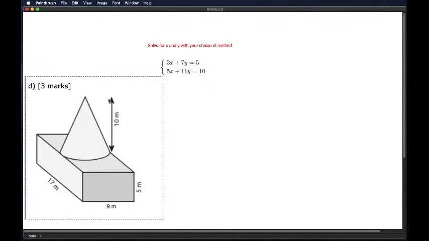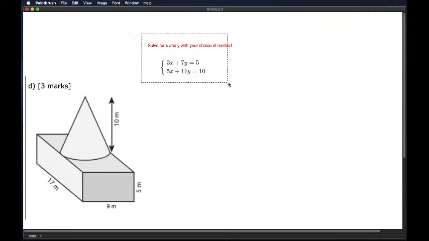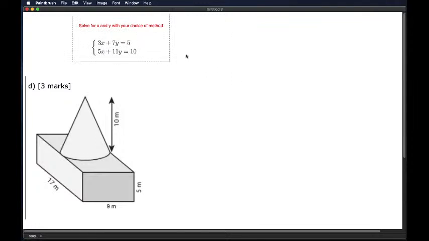So there's this question here. I'll keep the simultaneous equation up for anybody who wants to try it, and I'll work on this question because Maria asked about it. All right.